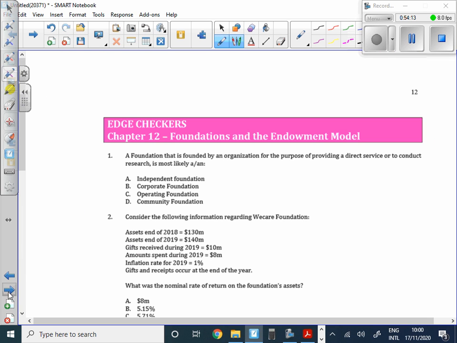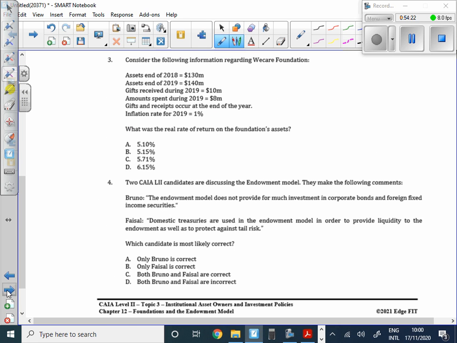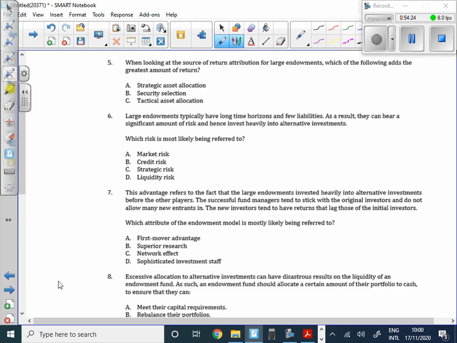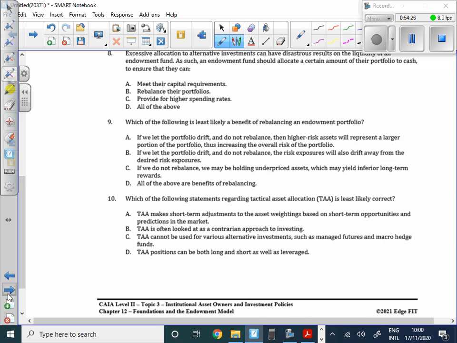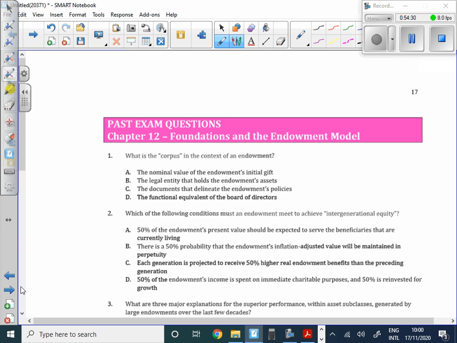Okay, guys, that brings us to the end of Chapter 12, Foundations and the Endowment Model. As per usual, I've given you some checkers there. Please check and make sure that you are able to answer some of those questions. Just a couple, just to make sure you are on board. So there are some solutions there for you, of course.